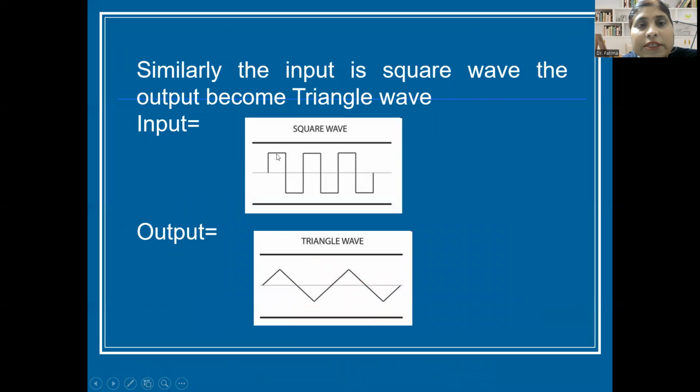Similarly, if the unit step function is given, the unit step function is 1, and if we integrate 1, this gives t, representing the ramp signal. So if the unit step function is integrated, the output will be a ramp function. Or we can say if a square wave signal is given to the integrator, the integration of the square wave will give a triangular wave.